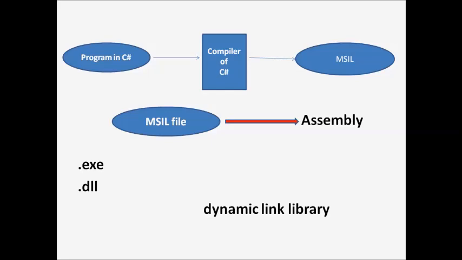Now see, the assembly which has the .dll extension cannot be executed itself, right? This is used as reusable code. This assembly which has the .dll extension can be used by some other program as reusable code.